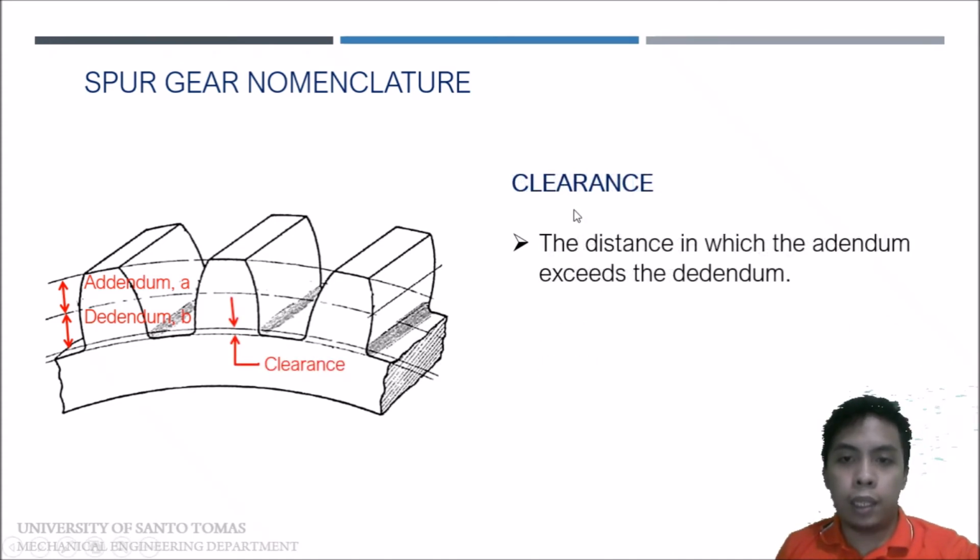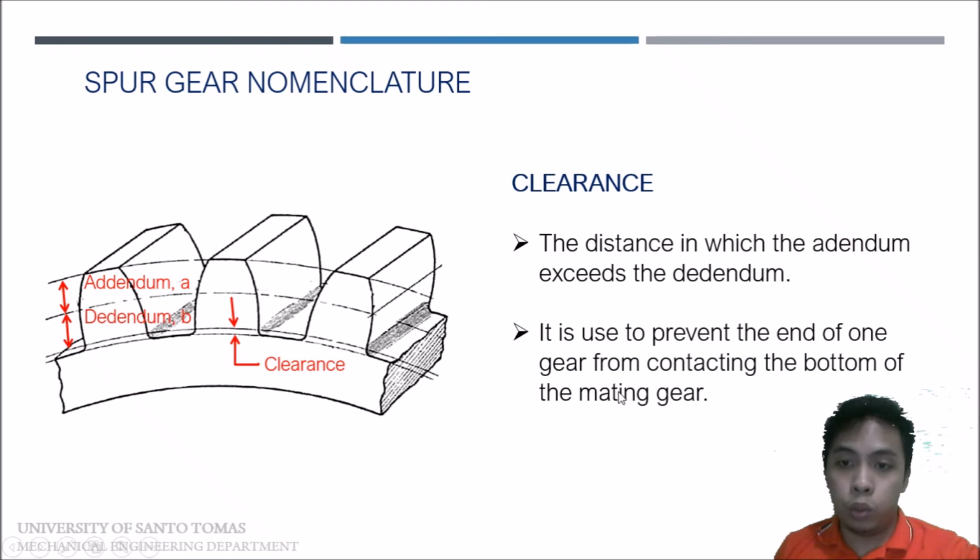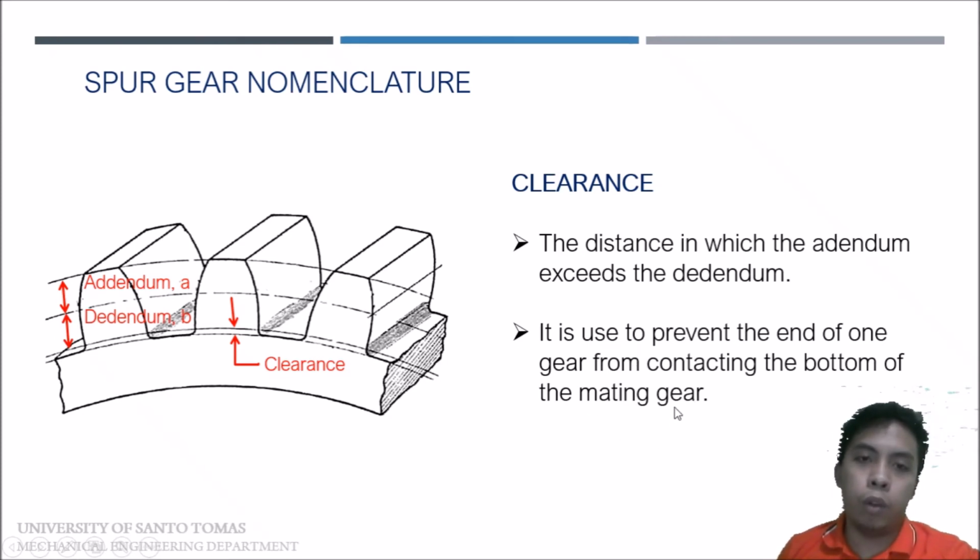Next, clearance. Clearance is the distance by which the dedendum exceeds the addendum. So this is that part. It is used to prevent the top of one gear from contacting the bottom of the mating gear. By operation, there may be times when the upper part of our gear might scratch or contact the bottom part of the mated gear. So it might cut into it, no? So the purpose of clearance is to give you a safe space so they do not make contact.